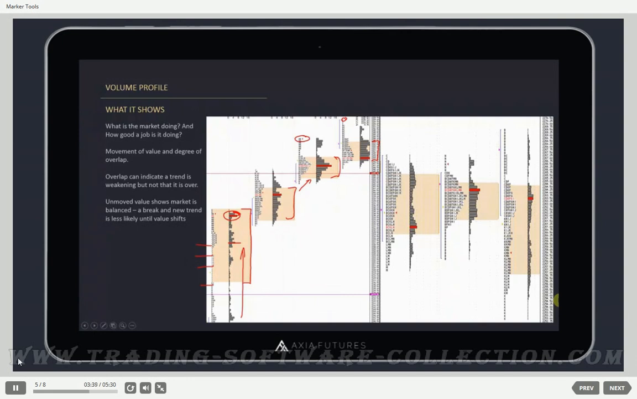And ultimately what you're trying to achieve by finding out how good a job the market is doing is you're trying to actually tell yourself what kind of trades you want to be taking. Now, we've got 2 days of completely unmoved value. With that in mind, you're then thinking, right, I don't want to be looking at breakout trades. Value's not shifting at the moment. You need to see value starting to build somewhere outside of this area here.